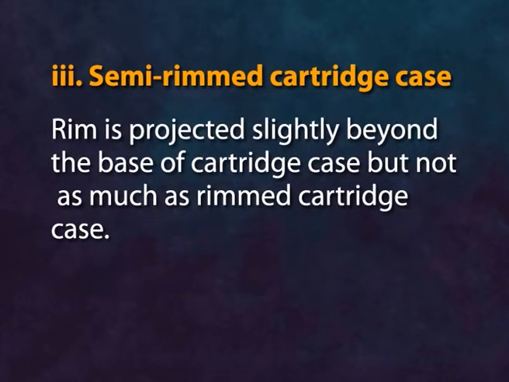Semi-rimmed cartridge case. In this type of case, rim is projected slightly beyond the base of the cartridge case, but not as much as rimmed cartridge case. The small size does not interfere much in feeding from box magazine and provides enough head spacing surfaces. These types of cases are less popular as compared to others.